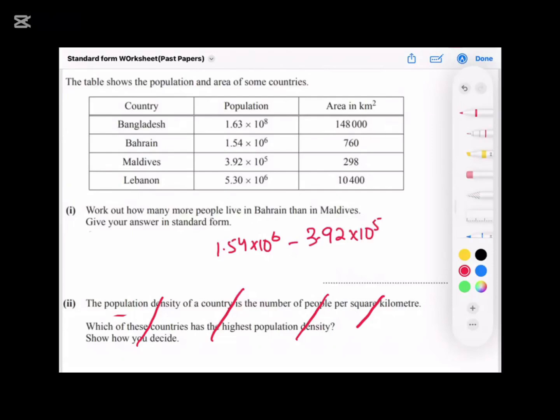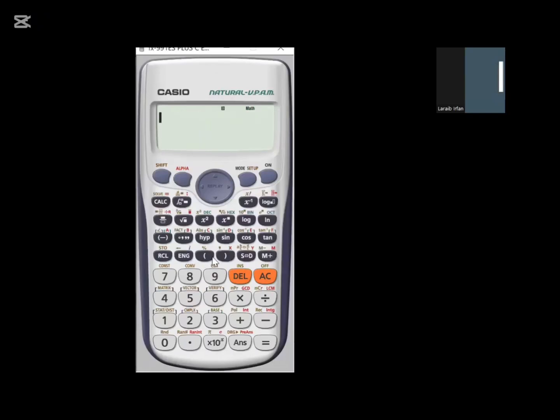Again, as I told you, right now we are doing calculator paper questions, so we can use a calculator to solve these questions. So the value is 1.54 exponent 6, minus 3.92 exponent 5, equals, so the value I got is 1148000. So the value I got.